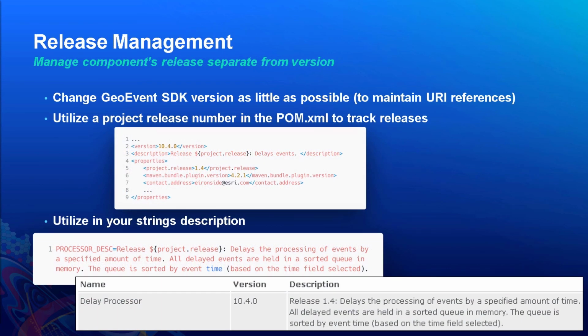So if the version of your custom component is not changing over time, how do you account for the changes to your code as you fix issues and add enhancements? I add a property to my main pom.xml file called a project.release. Every time I make a new release of the custom component, I increment this number. Once I've done this, I can use the token in both the pom.xml and the strings files to indicate the release number. Specifically, I put the project.release tag into the description for both the bundle and the component, and this is important because it will display the description of the component within the GeoEvent Manager.